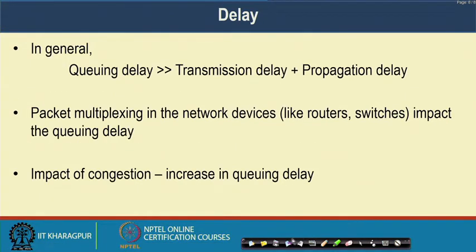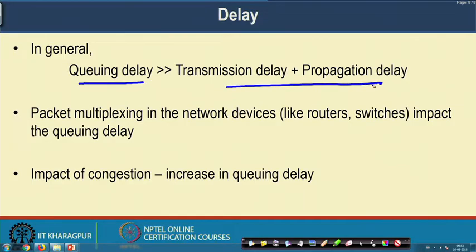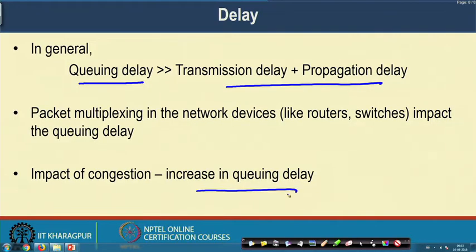Now, in general this queuing delay is significantly more than the transmission delay and the propagation delay. So, that is why the queuing delay dominates the network. Now, packet multiplexing in network devices like the routers or the switches impacts the queuing delay, like the example that I have just shown you. If you have congestion in the network, it means more packets are coming to the queue and it is not able to serve them, so it increases the queuing delay.